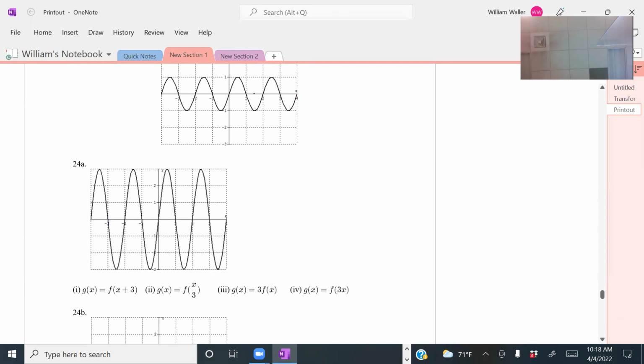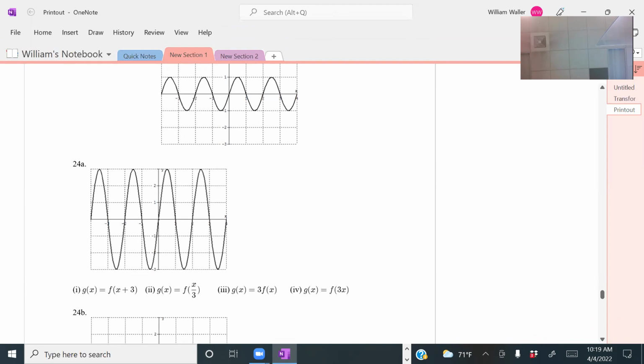Notice it has not been stretched horizontally, I don't think. We don't have a horizontal stretch because the intercepts are all the same. Notice the x-intercepts here are 1, 2, 3, 4. Oh, so this is not the sine curve. This graph here is not the sine curve, because the sine curve does not have intercepts at 1, 2, 3, and 4.